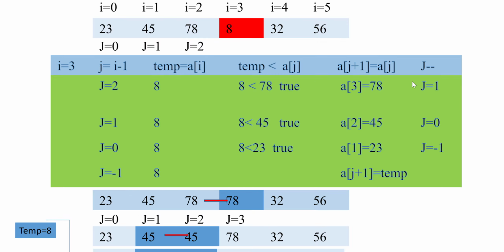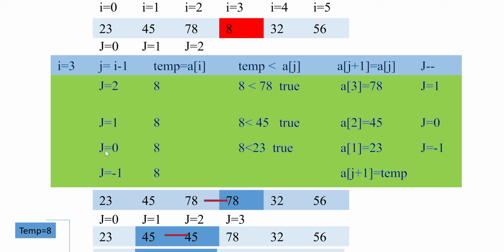Now decrement j. Now j will become 1. Now temp is less than a of j. You see here 8 is less than a of j, 45. Now 45 is to be moved to the next location. 45 is in location 1 now. Move to the second location. You see 45 moved from location 1 to location 2.